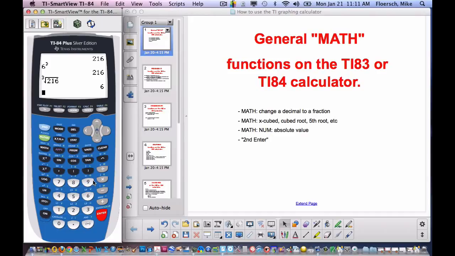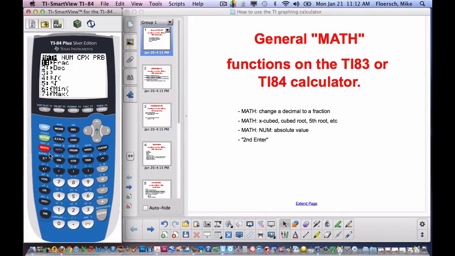Let's say I want to do the fifth root of a number. Let's try doing the fifth root of 216. So this time I'm going to do 5, math, and hit this x symbol, and whatever number you put in front of this symbol will be whatever root you're talking about. So I'm going to do the fifth root, so I'm just going to hit number 5, fifth root of 216, and I hit enter, and it gives me 2.934, my answer.